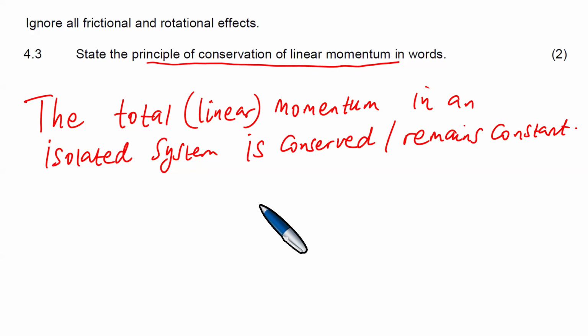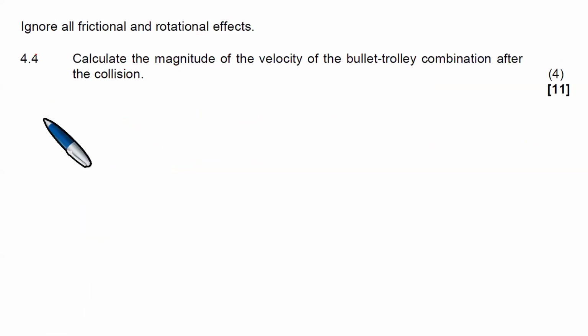Okay, so we continue and we solve the next question, 4.4. We need to ignore all frictional and rotational effects. Calculate the magnitude of the velocity of the bullet trolley combination after the collision. Right, so we're going to choose the direction. To the right is positive. And then now you're going to have the summation.